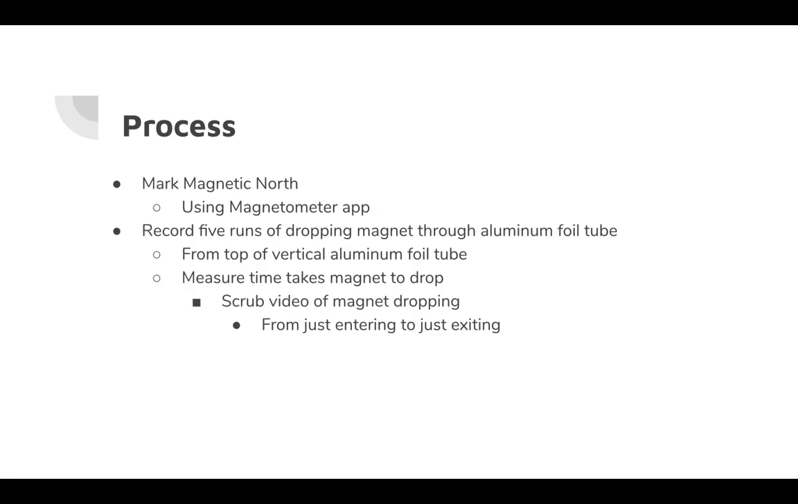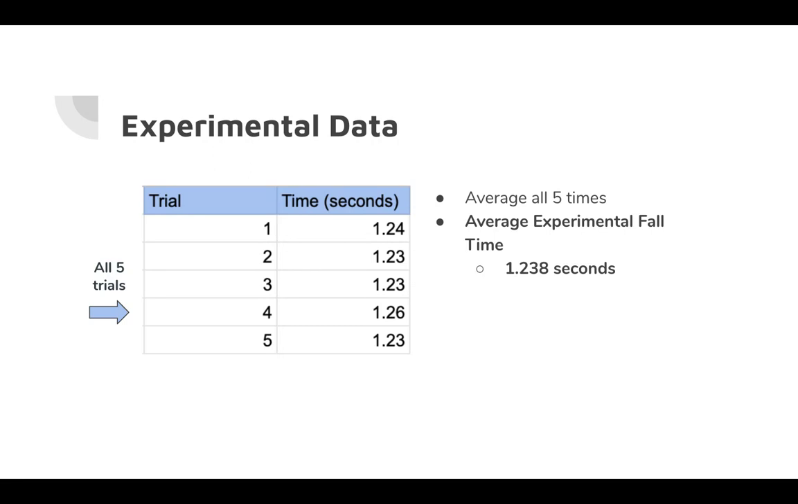So the process began by using the magnetometer app, which we used to mark the north end of the magnet, and then I recorded 5 trials of dropping the magnet through the aluminum foil tube, and this started with the vertical end of the aluminum foil tube, and I dropped the magnet down and recorded this on a video, and then scrubbed it to get an entering and exiting time for my bar magnet. So using that, I found 5 trials and 5 drop times, and then I averaged them to get an experimental fall time of 1.238 seconds.